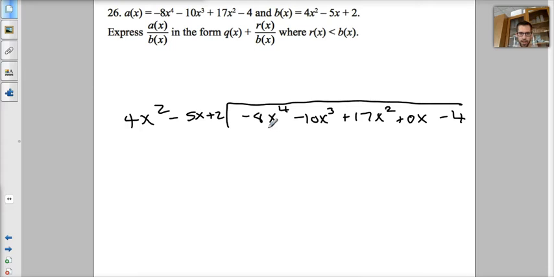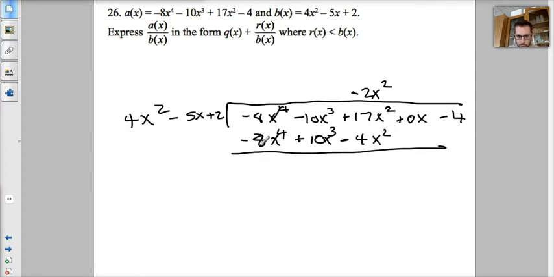All right, 4x squared goes into negative 8x to the 4th negative 2x squared times. So negative 2x squared. So 4 times negative 2 is negative 8. X squared times x squared is x to the 4th. So that's good. Then I keep distributing. This times that. Negative 2 times negative 5 is a positive 10. X times x squared is x to the 3rd. This times that would give me a negative 4x squared. Now I subtract. Those cancel. Negative 10 minus 10 is negative 20x to the 3rd. 17 minus negative 4 is like 17 plus 4, which is a positive 21x squared. Double checking my math there. I think I'm good.